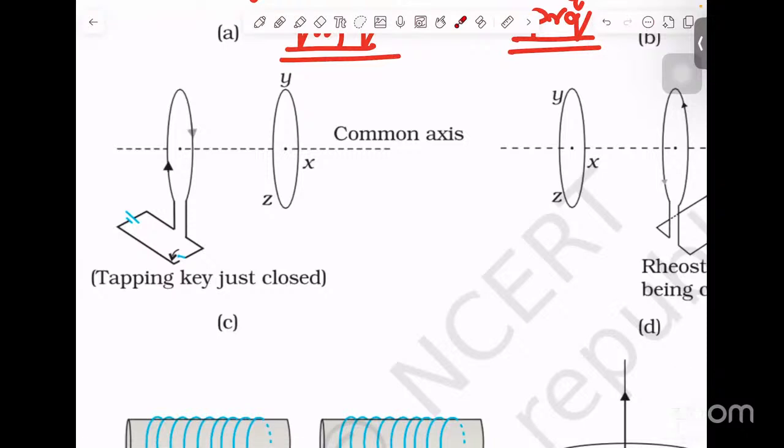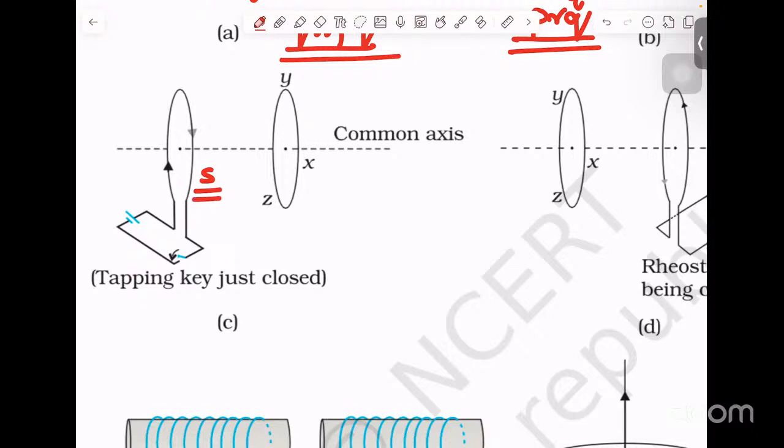In this case, we have a tapping key in this circuit which is just closed, and due to that, the current is flowing in this clockwise sense when viewed from this side. As it is just closed, there will be a change in the flux from zero to some value, and that change will induce a current in this circuit. Now from this side looking, it looks like a clockwise sense, right? Current is moving in a clockwise sense, so this should act like a south pole.